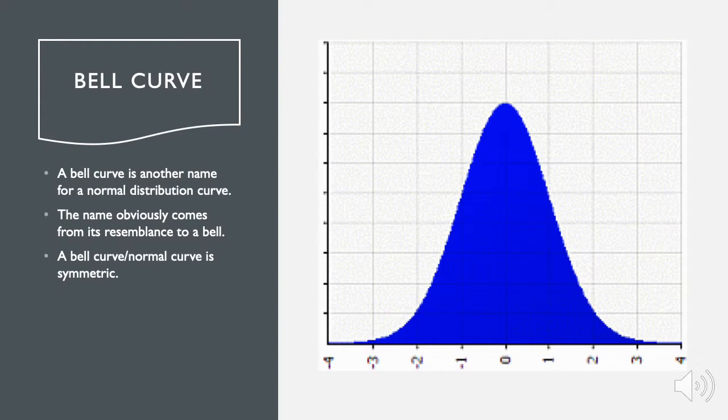The bell curve. A bell curve is another name for a normal distribution curve. The name obviously comes from its resemblance to a bell. A bell curve, also known as a normal curve, is symmetric.